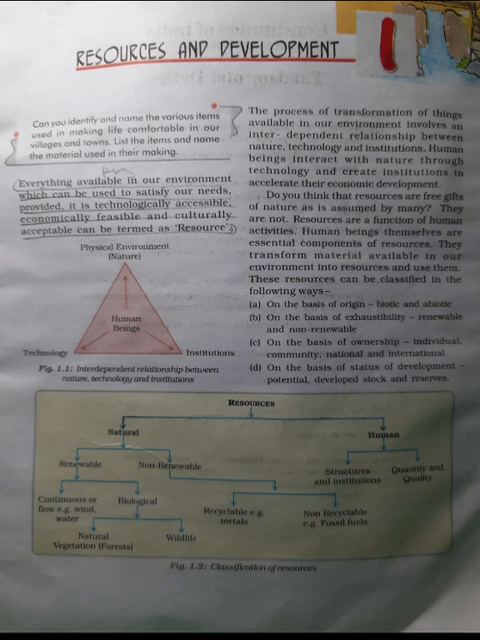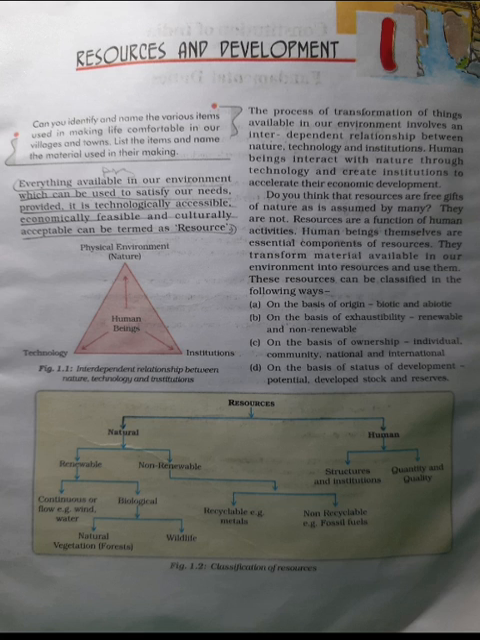As it reads, everything available in our environment which can be used to satisfy our needs, provided it is technologically accessible, economically feasible, and culturally acceptable, can be termed as a resource. So it is a basic definition of resources. So basically, what are the resources? Those things which are available naturally, and which sustain our life and make our life easy.